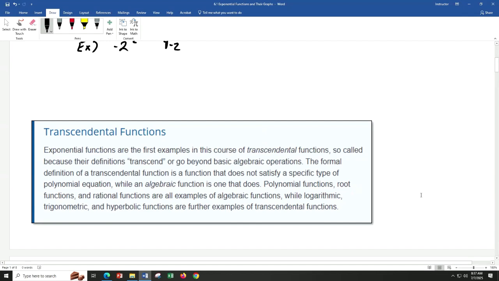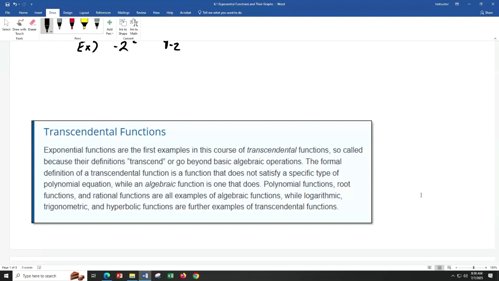These functions, not that you really need to know this, but you will hear the word transcendental. Exponential functions are the first examples in this course of transcendental functions. Because of their definitions, they transcend, or go beyond, algebraic operations, which means some of the things you're going to be doing are going to be like you've never done it before. Doesn't mean it's going to be bad. You're still going to be doing plus, minus, all that kind of stuff. It's just they're going to look different.